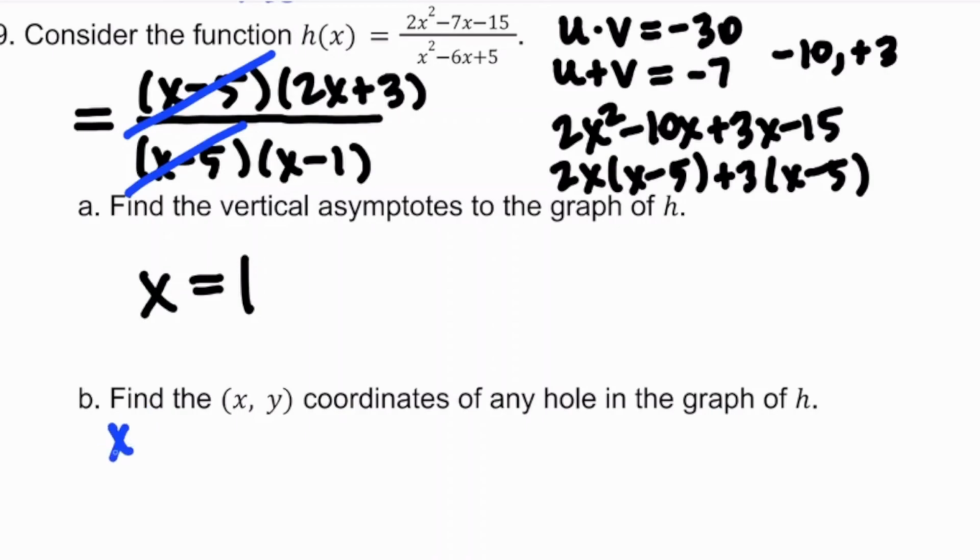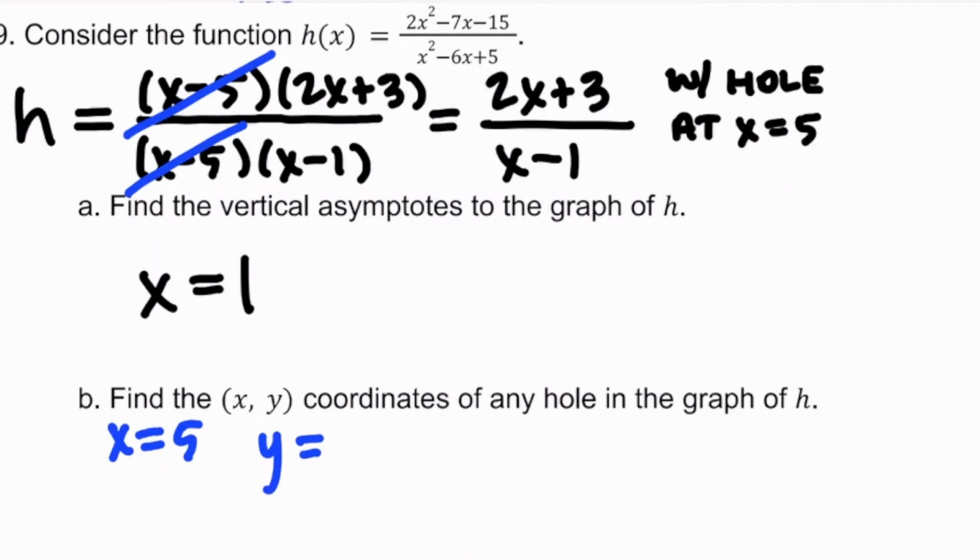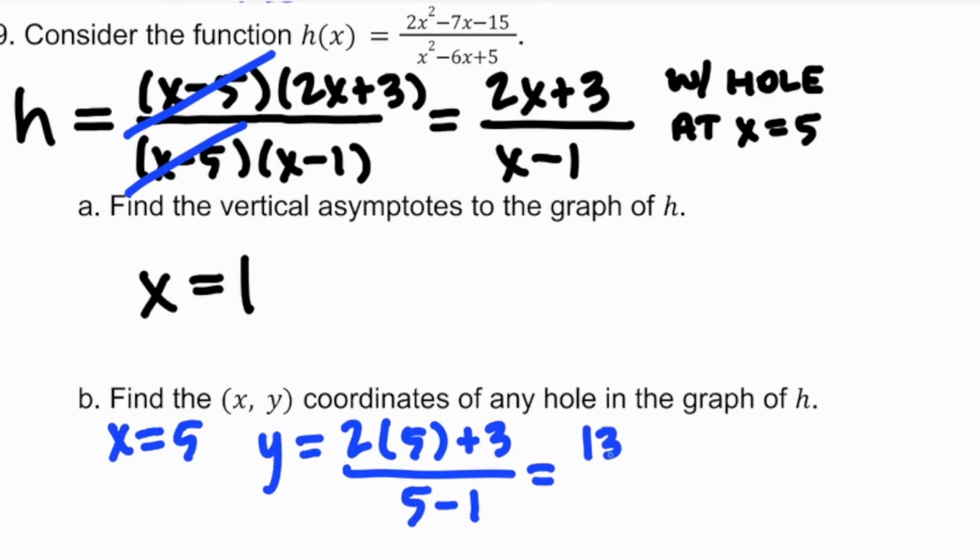So x equals 5. And then the y coordinate I'm going to get by plugging into the expression for h that's simplified, what's left after the canceling. In fact, I'm going to get rid of the factoring work. All right, that's much better. So now I'm going to plug into the simplified expression. Wherever I see x in the new formula, I'm going to plug in 5. So y is 2 times 5 plus 3 over 5 minus 1, which is 13 divided by 4. So I found the x coordinate and the y coordinate. I'm ready to move on.